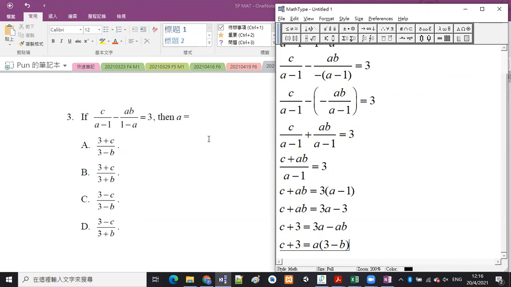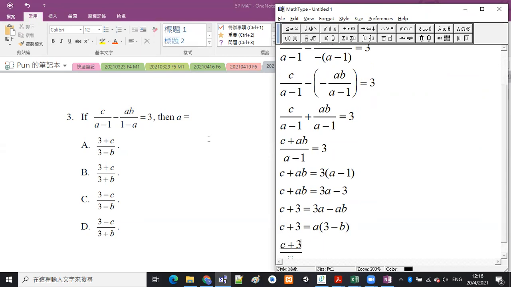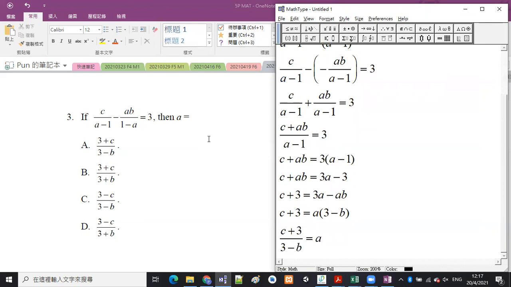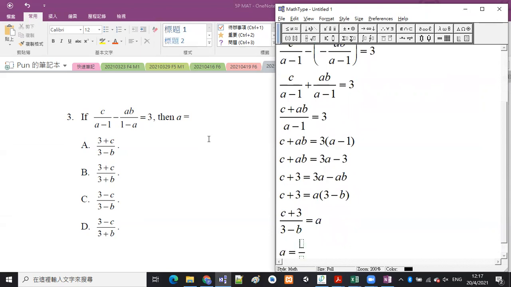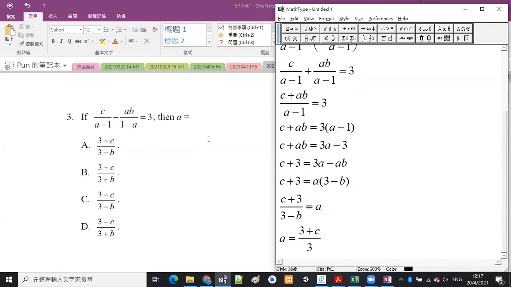Okay, so when we do the questions about changing subject, it's always like this. And finally, I just divide the 3 minus B to the left hand side to leave the A alone on one side. Okay, because being a subject is like this. So A is equal to C plus 3 or 3 plus C, okay, divided by 3 minus B. Can you see which one is the answer now? Let's see. It should be option A. Yes, thank you. Do you understand the steps?